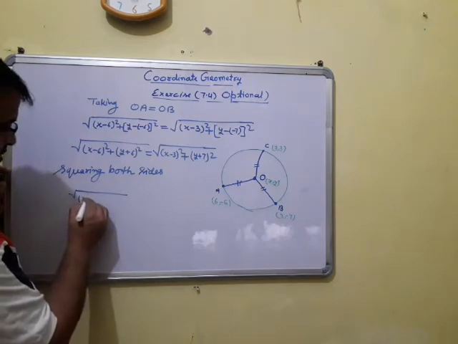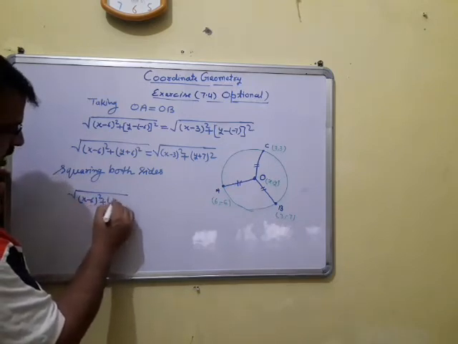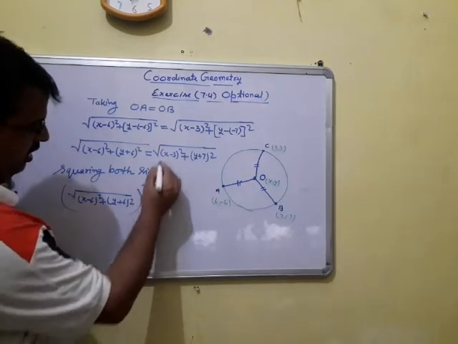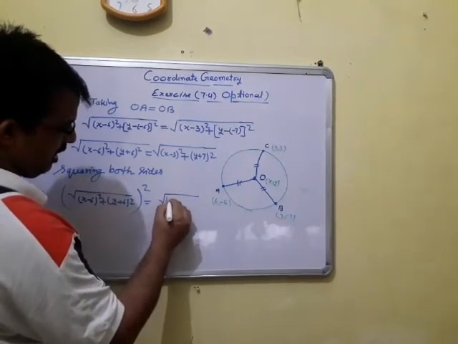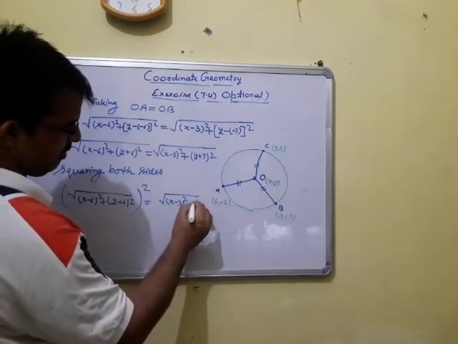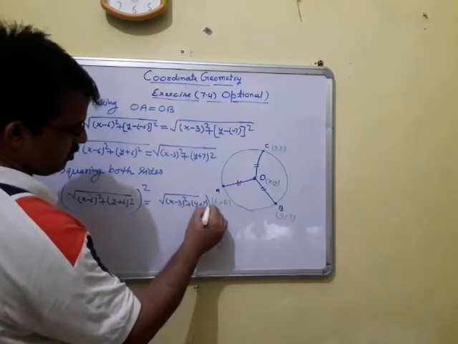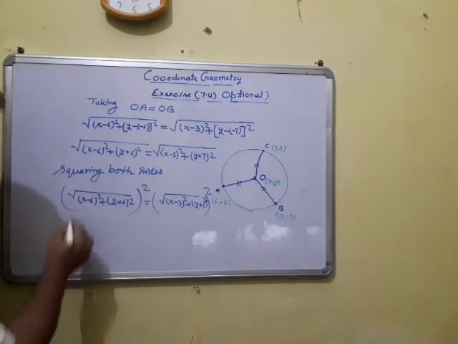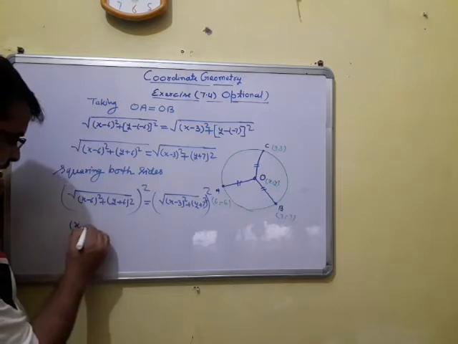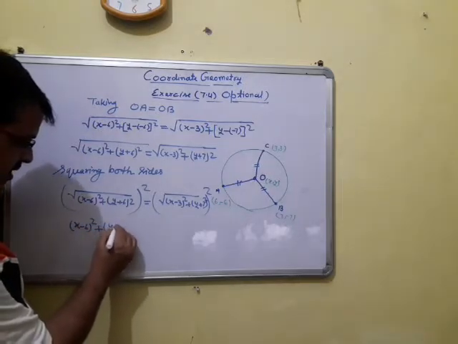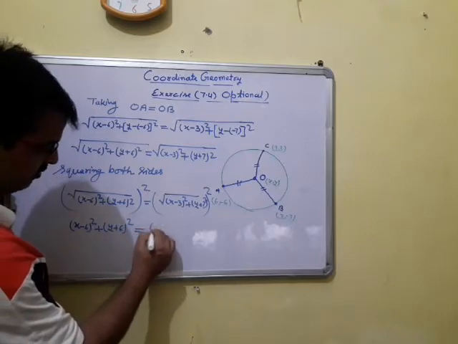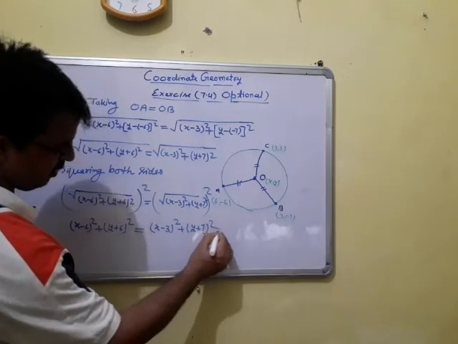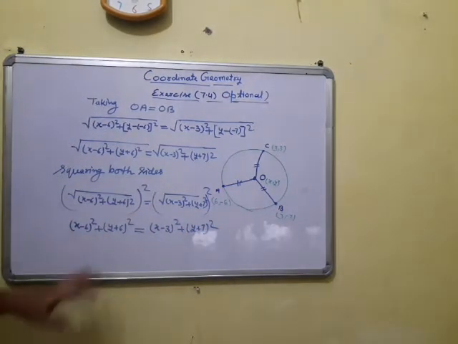When we square, look here, x minus 6 whole square plus y plus 6 whole square, total of the whole square, clear। And similarly this portion also, x minus 3 whole square plus y plus 7 total of whole square, clear। When we square the roots also cancel here, so what we get here, x minus 6 whole square plus y plus 6 whole square is equal to x minus 3 whole square plus y plus 7 whole square. Clear?